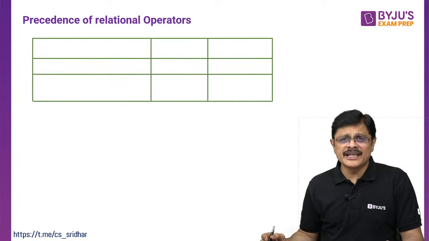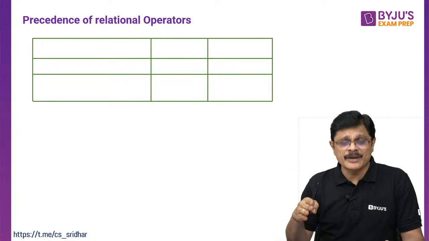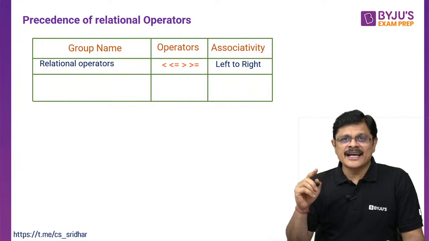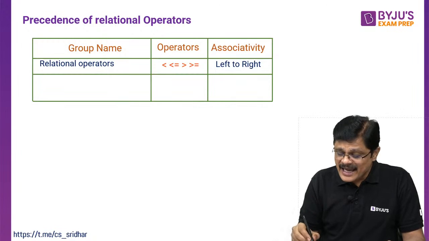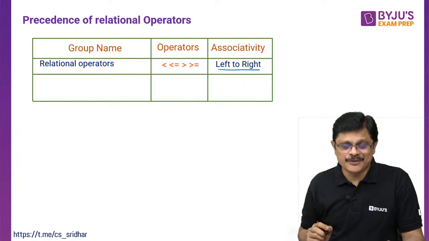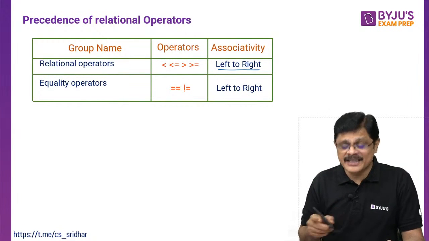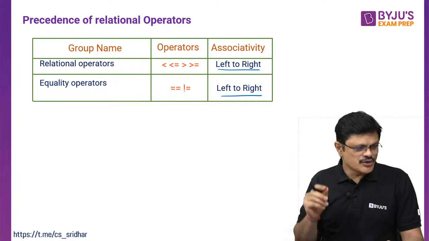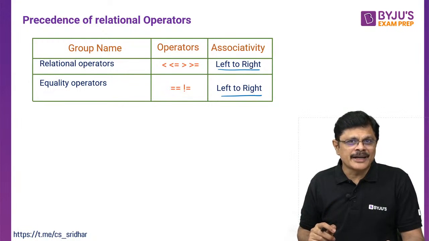Nice. Now the precedence of these relational operators. See, even though they are all relational operators, they don't have equal precedence here. For example, relational operators like less than, less than or equal to, greater than, greater than or equal to have the same precedence and they are left to right associative. Whereas equality operators like equal to and not equal to have the same precedence and they are also left to right associative. So this is about precedence as well as associativity of operators, my dear friends.